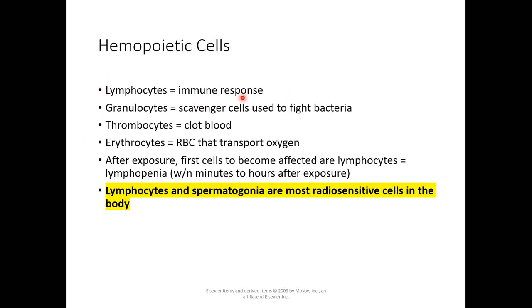Lymphocytes, that's your most radiosensitive. That happens with your immune responses. And you've got your granulocytes, which are your scavenger cells to fight bacteria. Your neutrophils would be in this category as well. You've got your thrombocytes, which clot blood, prevent hemorrhage. Your erythrocytes, which are your red blood cells that give oxygen to the body.